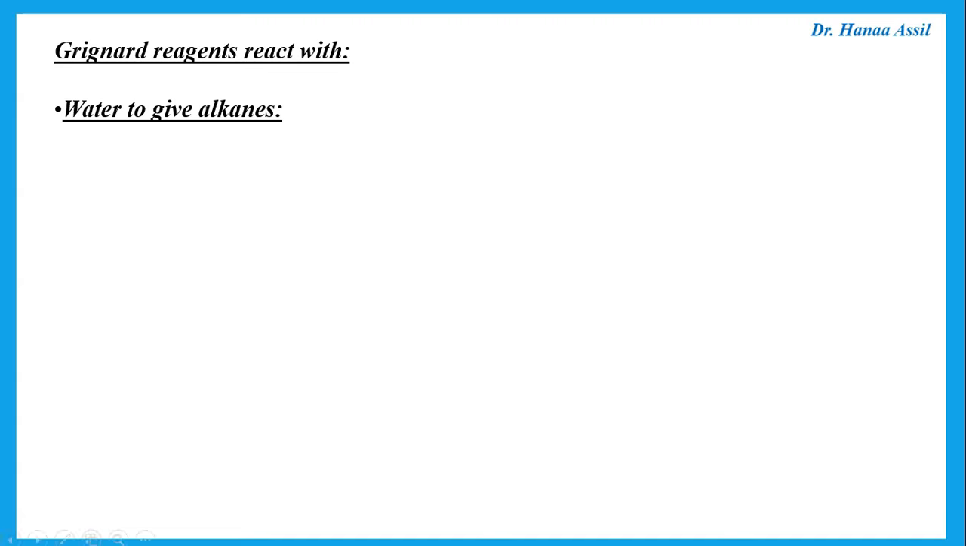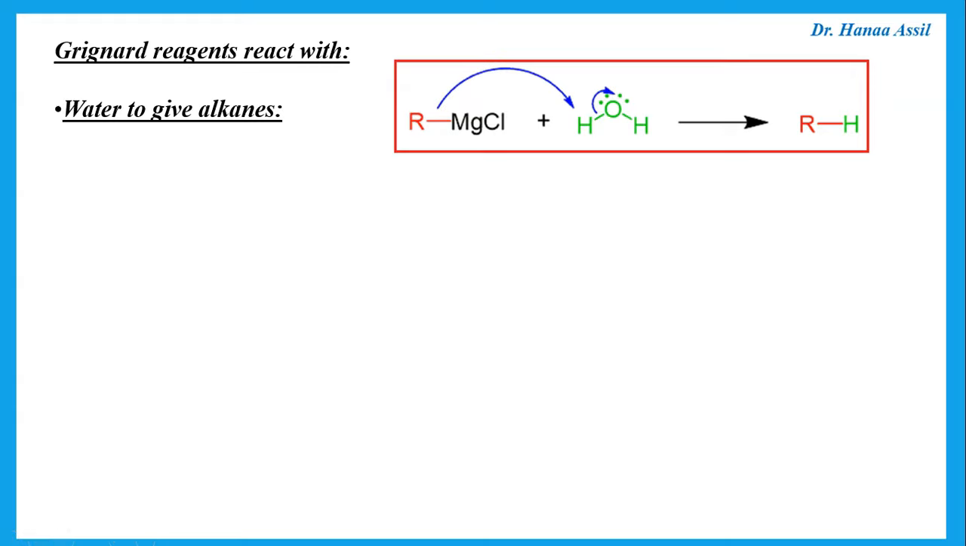For example, if I react the Grignard with water, this is how it reacts. The Grignard is an alkyl group, a group of carbons attached to MgCl. That's what we call Grignard reagent. Now, if I react it with water, it forms an alkane. So the R group that I'm starting with takes a hydrogen from the water, and this gives an alkane.